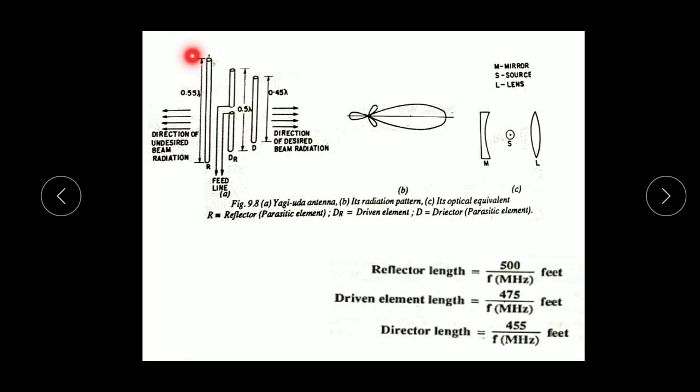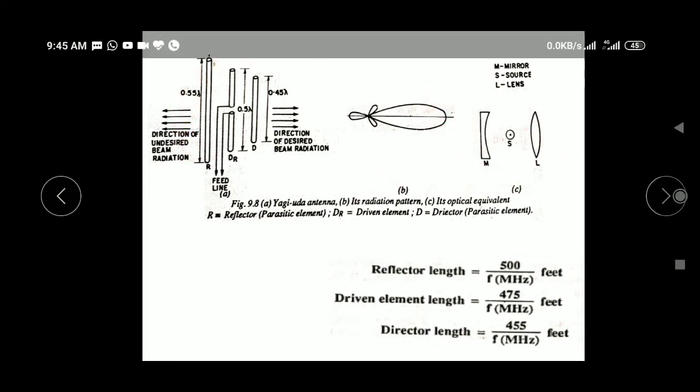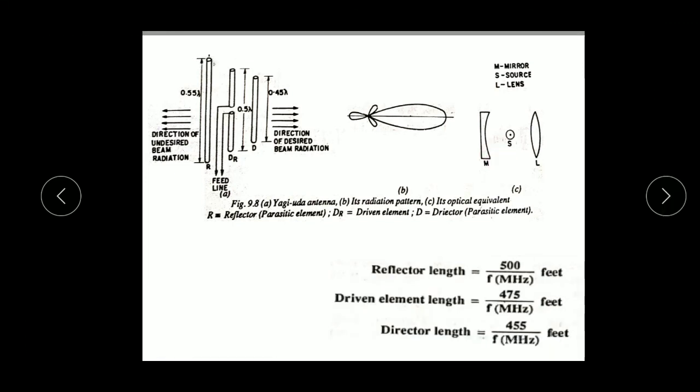The complete unidirectional Yagi-Uda antenna is similar to a lens, source, and mirror. This is the mirror, this is the source, and this is the lens. Basically, it is focusing the beam in particular directions.